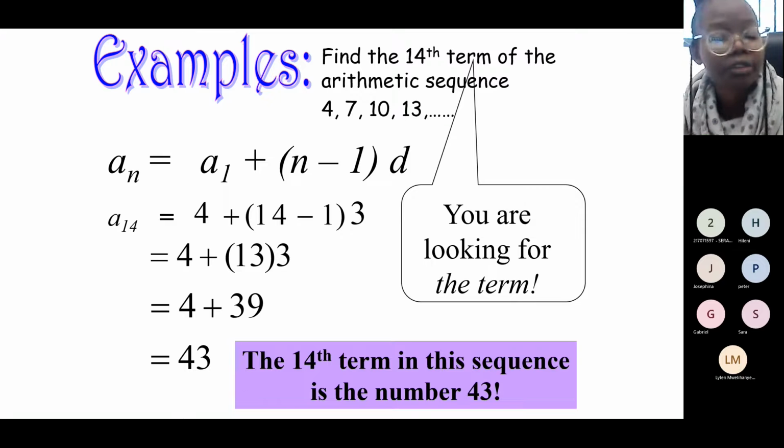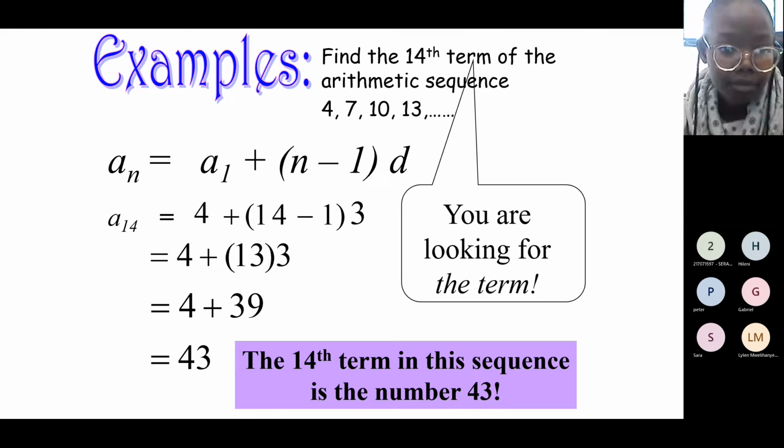So you can go ahead and use the formula to find your 14th term. An, which is the 14th term, is equal to a1, which is the first term in the sequence, 4, plus n, which is the position of the term you are looking for, the 14th, so 14 minus 1, times the common difference that we found by subtracting 7 minus 4, 10 minus 7, and 13 minus 10. The common difference was 3. So you do 14 minus 1, and then 4 plus 13 multiplied by 3, and then you get your 14th term to be 49.